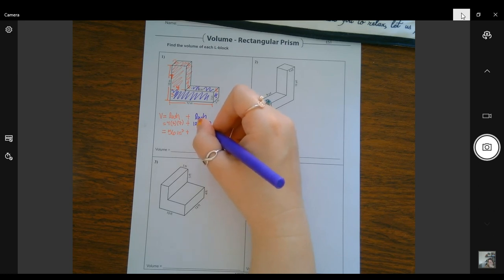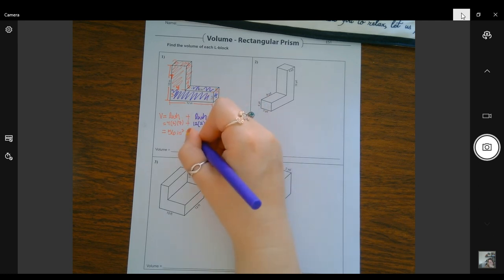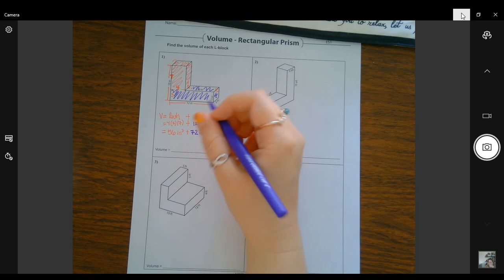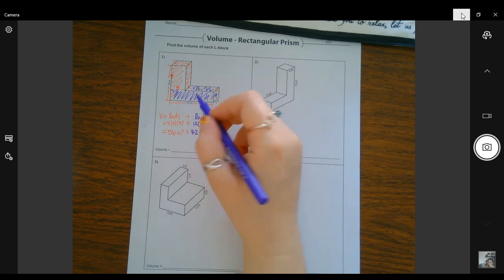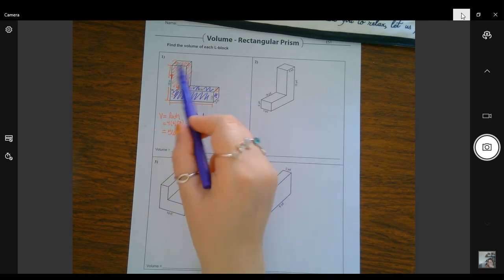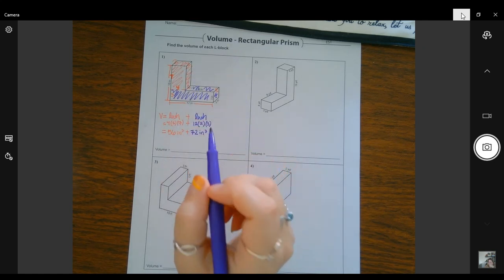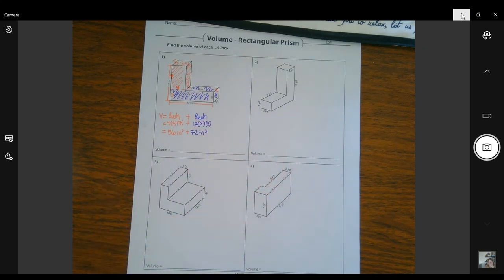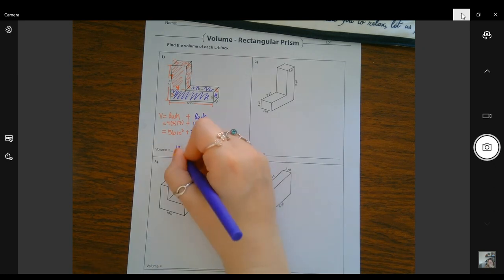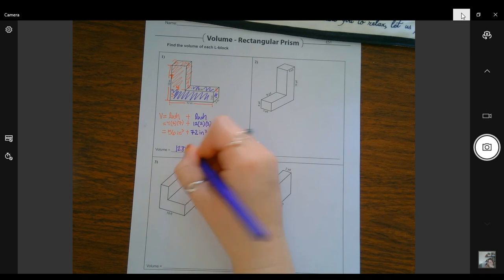Or you could go 3 times 2 is 6, and 6 times 12 is 72. So 72 cubic inches for this bottom guy, or this top guy is 56 cubic inches. So if we add those two together, 56 plus 72, what do you get? You get 128 total cubic inches.